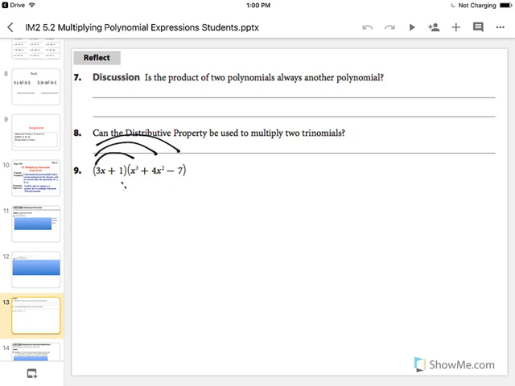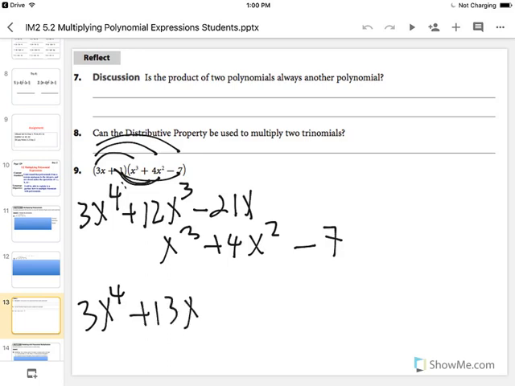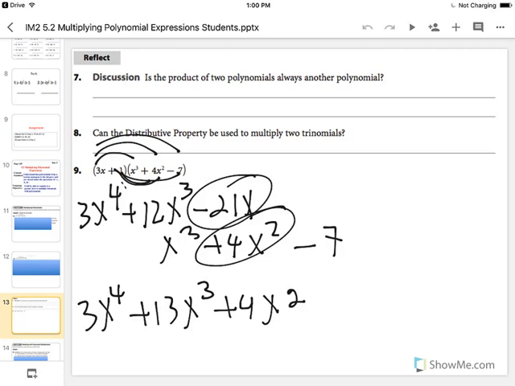Okay, and then now combine like terms. So we have 3x to the 4th power plus 13x cubed, and there's no other term with x squared, so we have 4x squared, and similarly there's no other term to combine with the x, so we have a negative 21x and a negative 7.